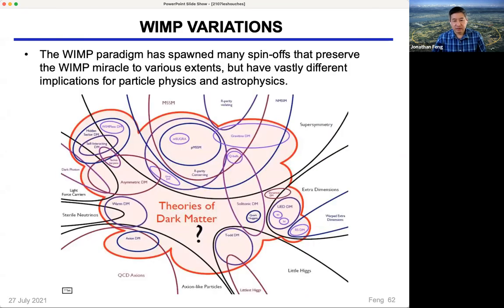Okay, so here's the graphical representation of what I just said. The WIMP paradigm has spawned many spin-offs that preserve the WIMP miracle to some extent, but have vastly different implications for particle physics and astrophysics. This is the by now famous diagram of a bunch of different dark matter candidates from Tim Tait. There are a whole variety. Some large chunk up here are supersymmetric, so I've already discussed those. But then there are others, and I'm basically picking out of these other things those that preserve the WIMP miracle.